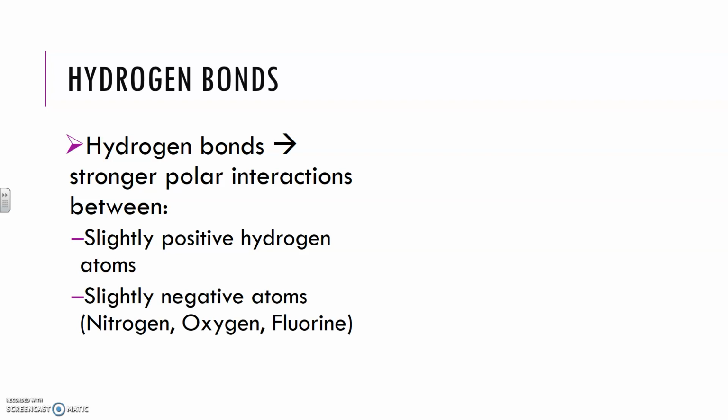Now this only happens when you have a hydrogen bonded to either a nitrogen, an oxygen, or a fluorine. This is a very specific interaction that takes place when a hydrogen is bonded to one of these three elements. That is because these three elements are strong enough that they can pull the electron away from the hydrogen enough to create this level of polarity.